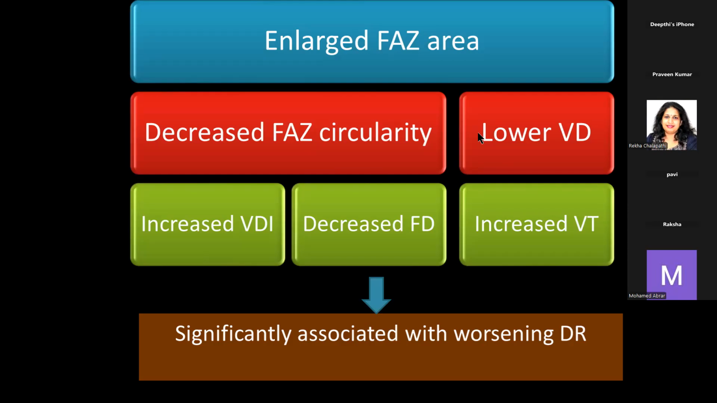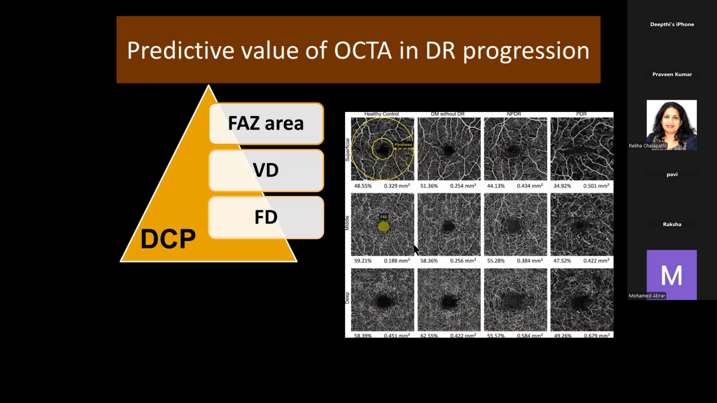As I told, enlarged FAZ, decreased foveal avascular zone circularity, lower vessel density, increased vessel diameter index, decreased fractal dimension, that is tortuosity. These are some of the changes which indicate a worsening of diabetic retinopathy, and these are more predictive in the deep capillary plexus than in the superficial capillary plexus.